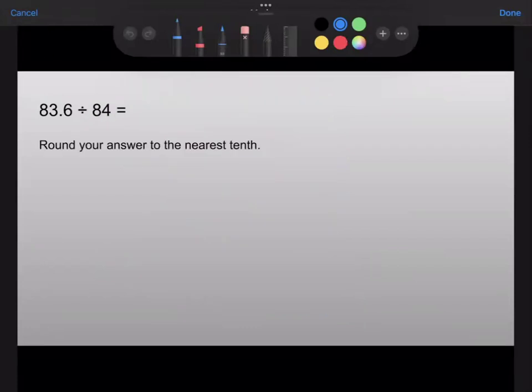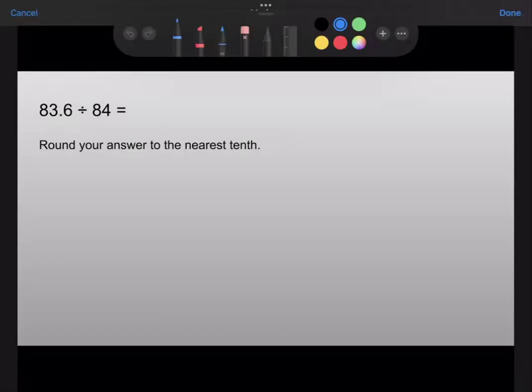Okay, here is our last example for today. We're going to take 83.6 and divide it by 84. And we're going to round our answer to the nearest tenth. Now, the reason it says that is because a lot of times when you're dividing with decimals, they can go on and on. So sometimes if that's the case, you'll be asked to round it to a nearest place value. In this case, we're going to round it to the nearest tenth.